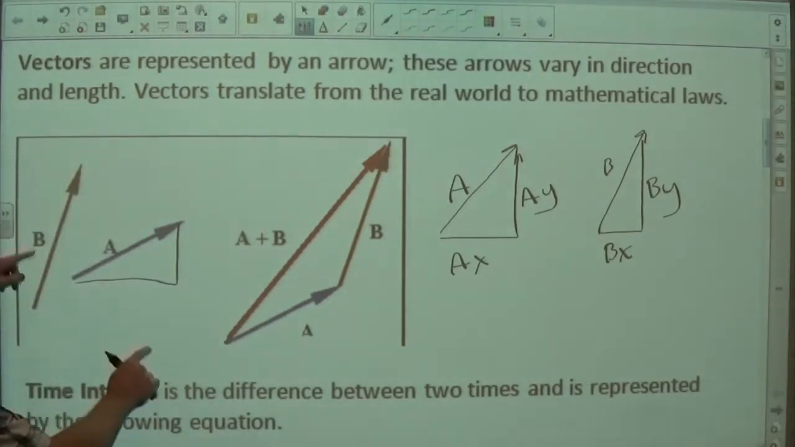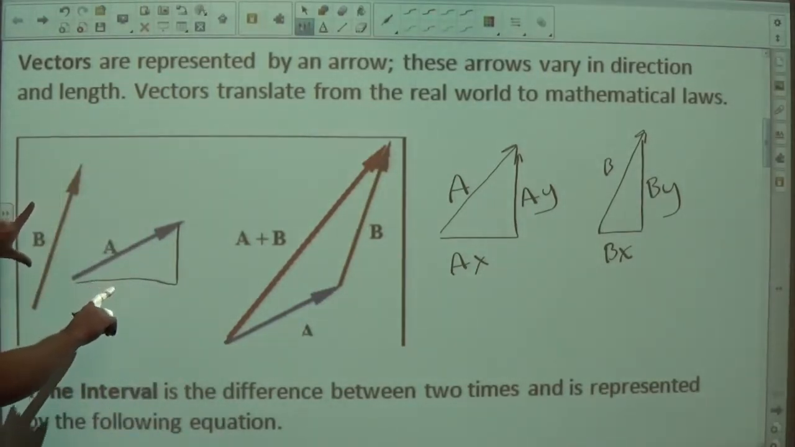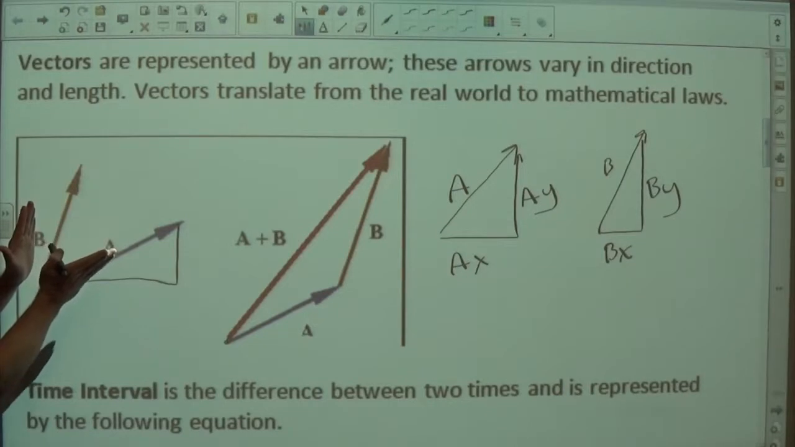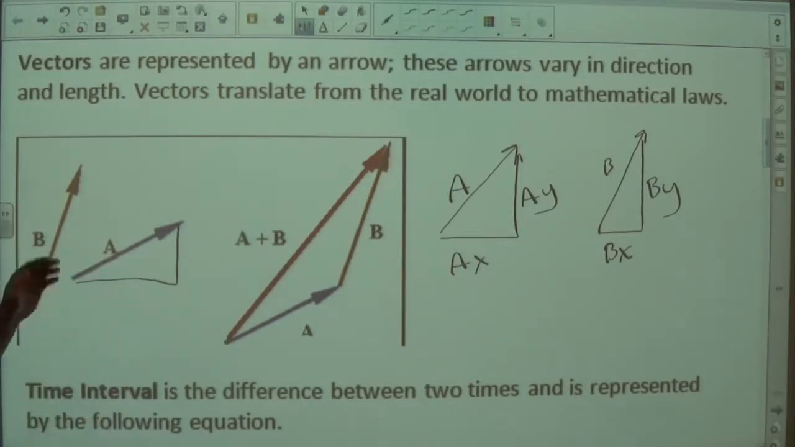Because vectors can only be added together if they are collinear, which means they're pointed in the same direction. For example, vector A and B from the start are not pointed in the same direction, so they can't just be added numerically. If this was 7 and this was 4, we can't add 7 and 4 because they're not in the same direction.